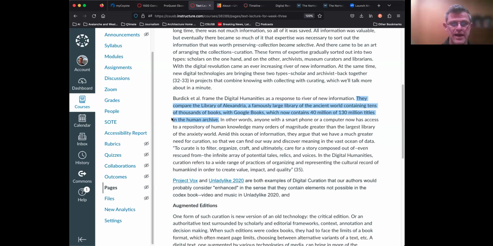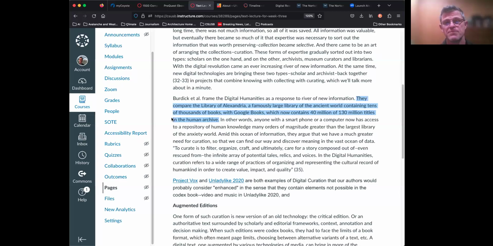And the estimates are that that book contained a few million scrolls, which would have translated, several scrolls would make up a book, right? So it would have translated into some tens of thousands of books, probably fewer than 100,000. And so at the time that our textbook was written, Google Books had reached 15 million volumes. So many orders of magnitude more. It's now over 40 million volumes, out of at least 130, perhaps 150 million titles.